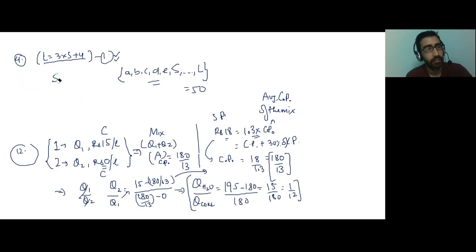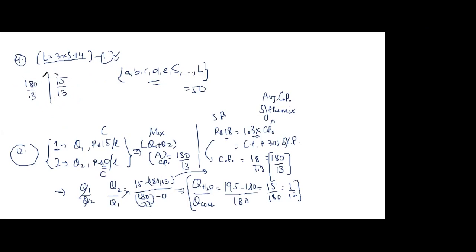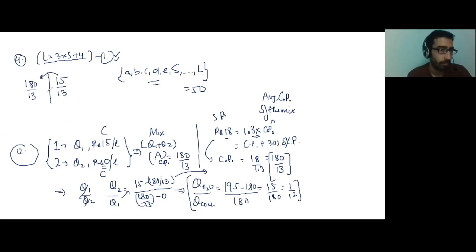And just do it here. Since water will be 15 by 13, being added in coke concentrate, that is 180 by 13. So the ratio of water to coke concentrate is going to be 15 by 13 is to 180 by 13, which is exactly what we would have got here, had I not cut out 13. It's exactly the same answer, 1:12.